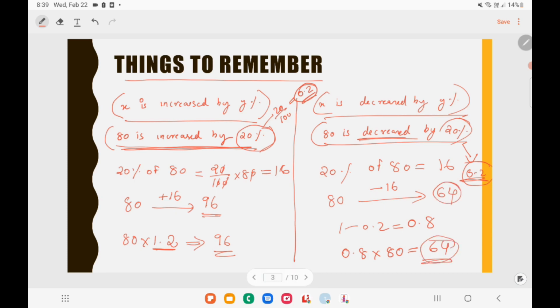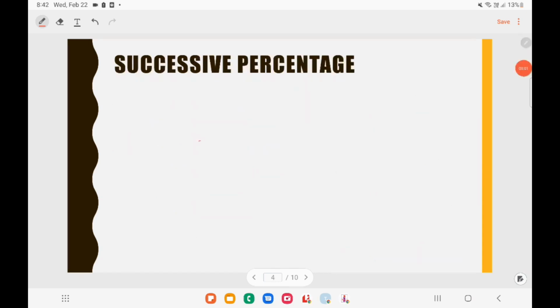If you're asked like 80 is increased by 20 percentage, just multiply by 1.2. If you're asked like 80 is increased by 33 percentage, just multiply by 1.33. If you're asked like 80 is decreased by 20 percentage, just multiply by 0.8. If you're asked like 80 is decreased by 25 percentage, you just multiply by 0.75. In this way you can solve this very easily. Let us see one more concept before moving on to the questions, that is the concept of successive percentages.